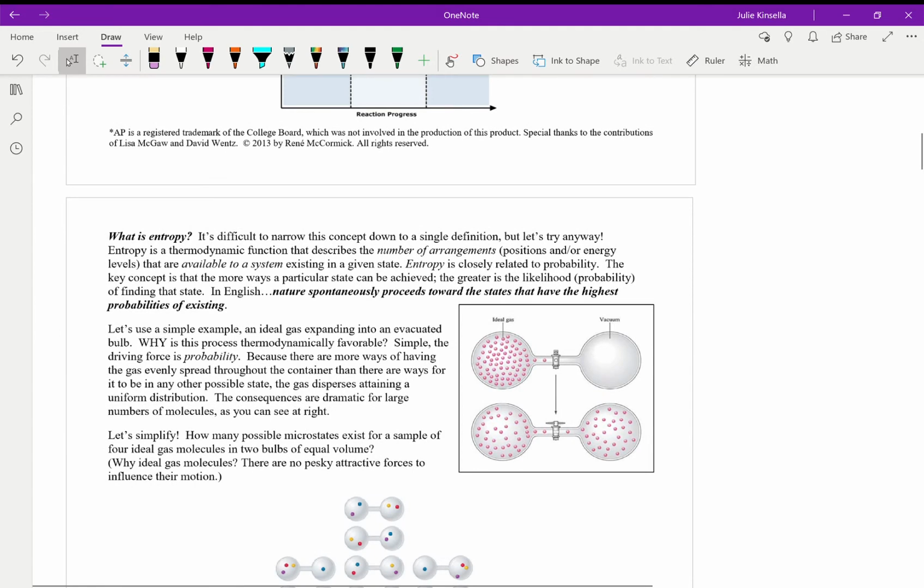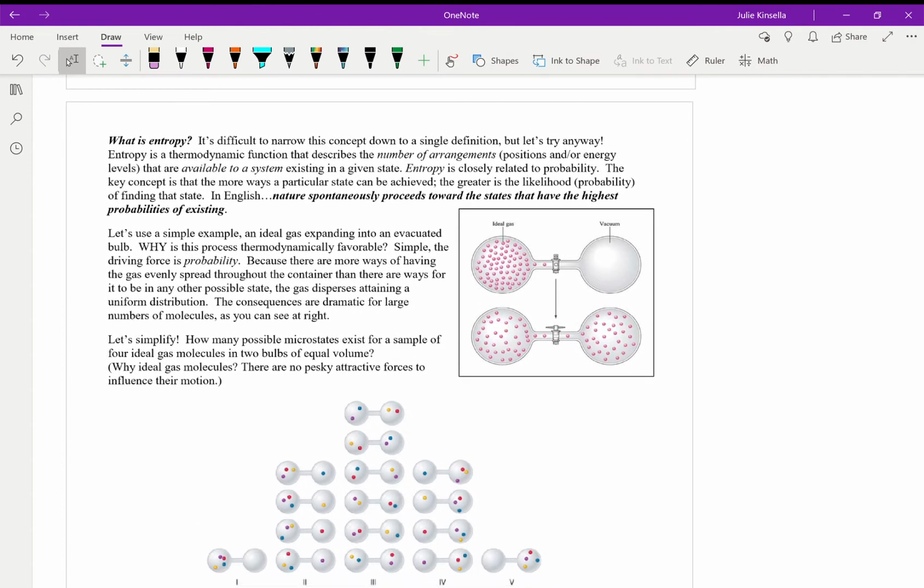All right, what is entropy? If you can look at this next page with me, we just mentioned that this has to do with the amount of disorder. So it describes the number of arrangements, positions, and or energy levels that are available to a system existing in a given state. So it's related to probability. What are the many different arrangements of those particles? And the more arrangements you have, the greater the probability of those arrangements. And we know that nature spontaneously or favorably proceeds towards the states that have the highest probabilities of existing, the most amount of different arrangements.